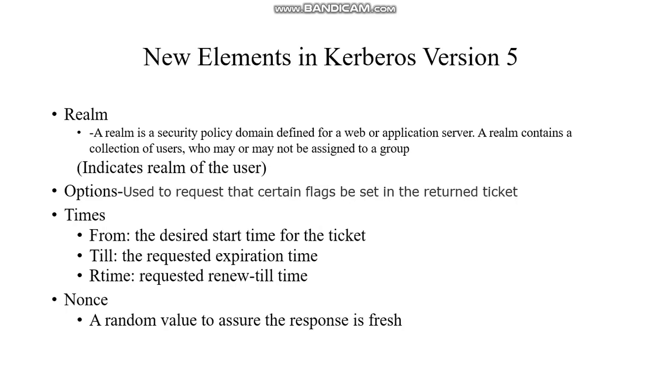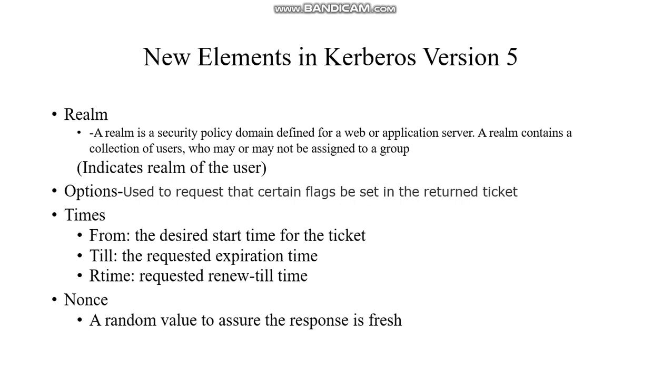Here are the new elements introduced in Kerberos version 5. First, realm. A realm indicates how many users are assigned in a group and who are not assigned, so that authenticity is verified by this property. Some more options and flags are added in the returned ticket in order to provide security, along with time information: when it was started, how long it will be valid, and the renewal time.